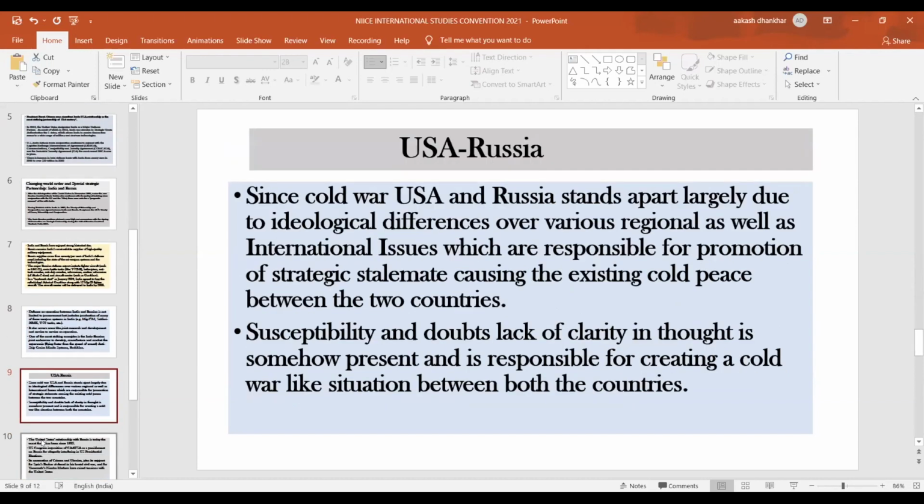Now, when we come to the US and Russia, since the Cold War, as we all know, the US and Russia stand apart, largely due to ideological differences over various regional as well as international issues, which are responsible for a strategic stalemate, causing the existing cold peace between the two countries. So suspicion and doubts, and a lack of clarity in thought, are somehow present and are responsible for creating a Cold War-like situation between both countries.